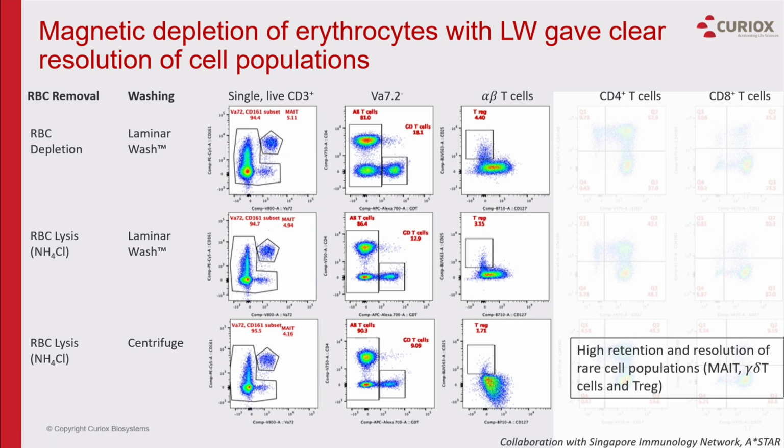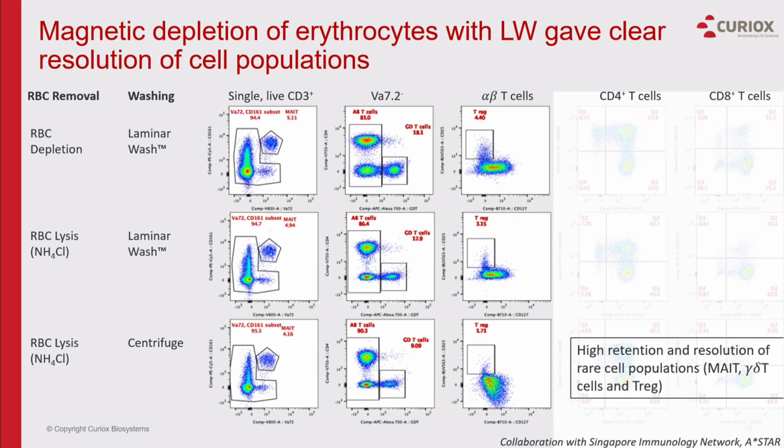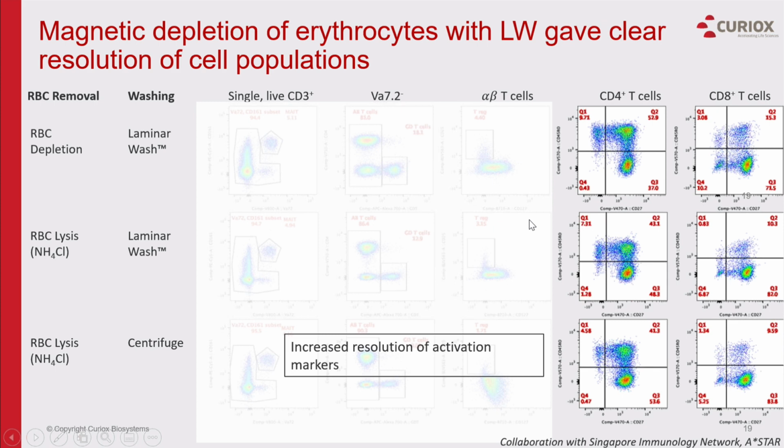This also can become an issue if we want to look at activation markers. And that's shown here where we took that same population of cells and we're drilling down through the memory T cell response and looking at the CD4 and CD8 memory compartments and looking at activation markers. In this particular experiment, we're focusing in on CD27 as the activation marker. And again, you can see here the nice resolution using the bead depletion and the laminar wash for our double positive population of the memory cells and for the activated cells as well.